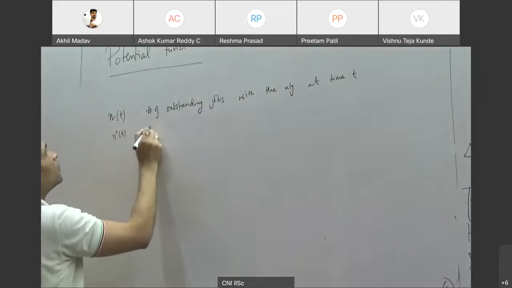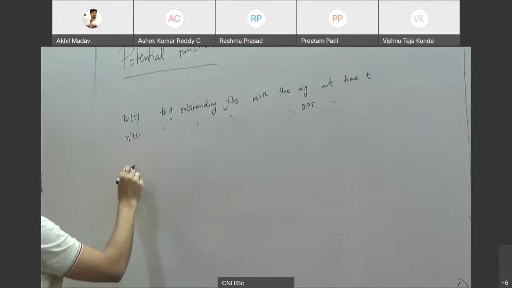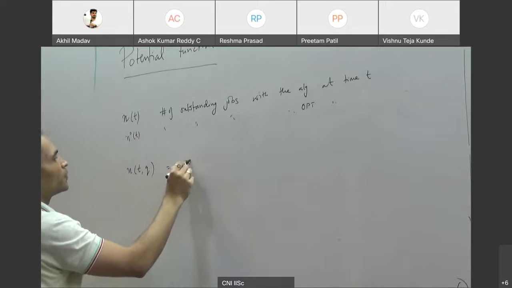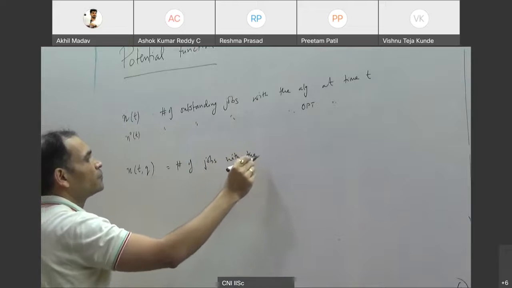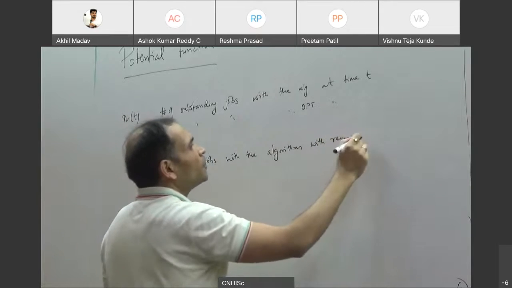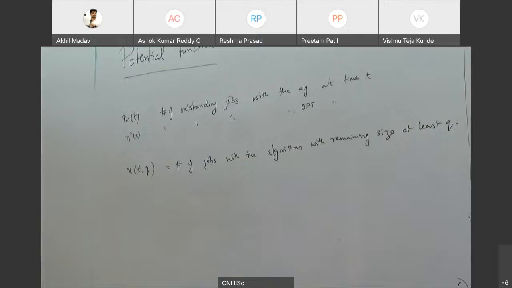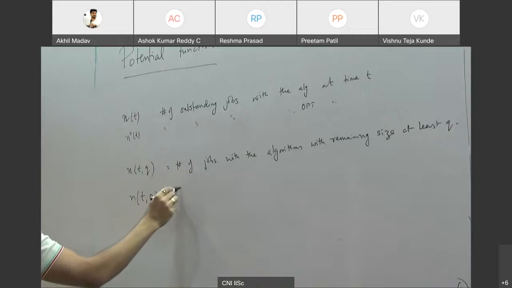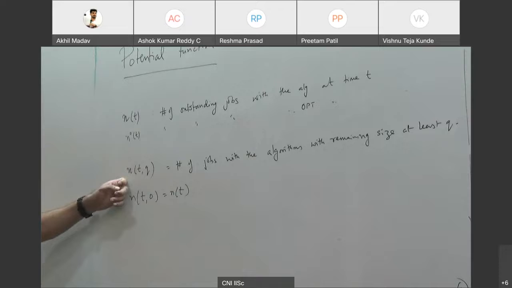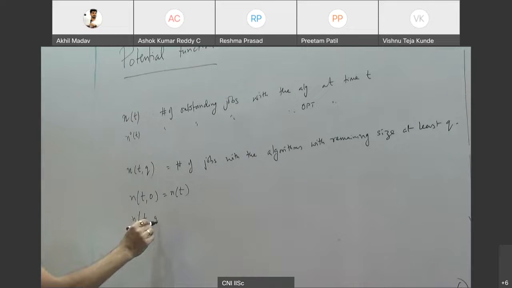Similarly, you have n_O. Define this quantity n of t comma q, the number of jobs with the algorithm whose remaining size is at least q. Just to understand, n of t comma 0 is equal to n of t. N of t is the total number of outstanding jobs. N of t comma q counts all the jobs among the outstanding jobs whose remaining size is at least q. So n of t comma 0 is n of t. Then the remaining job is at least size 0.